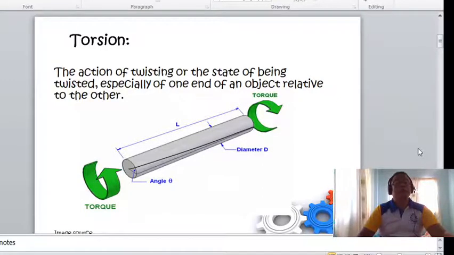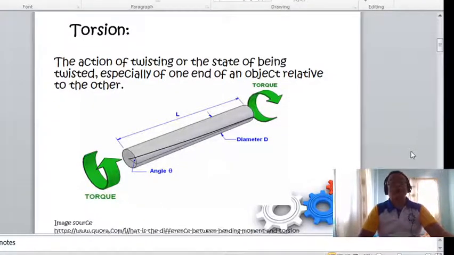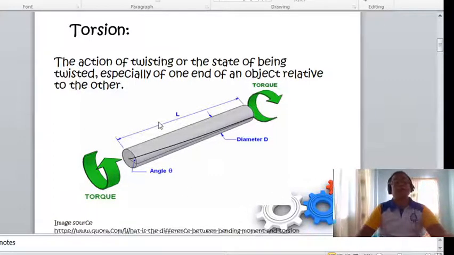Torsion is an action of twisting, or the state of being twisted, especially of one end of an object relative to the other. So this is the illustration of a shaft under torsion. We have here angle theta, which is the angular deflection created if it is subjected to a torsional load. We also have here the length of the shafting and the diameter.